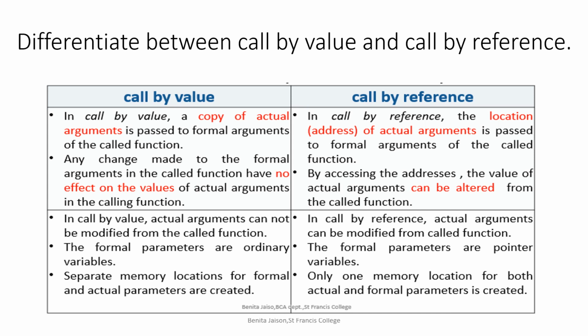We can see that in call by value, as we are passing a duplicate copy of the actual values as the parameters or actual parameters, these are given different storage locations. But in call by reference, there is only one memory location for both the actual and the formal parameters, as we are passing the address of the actual parameters.